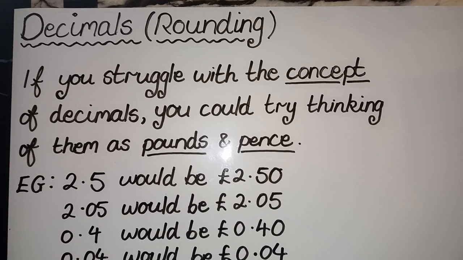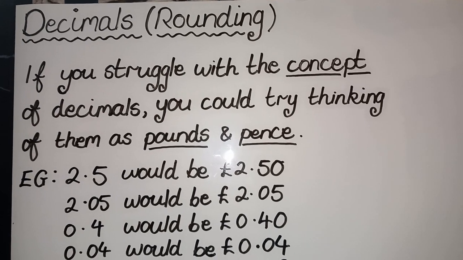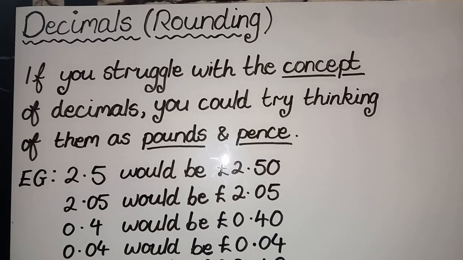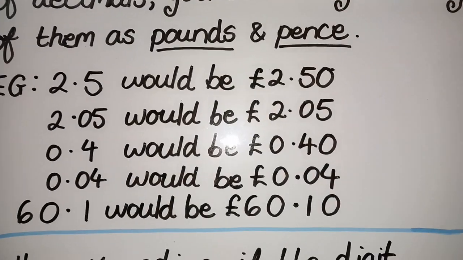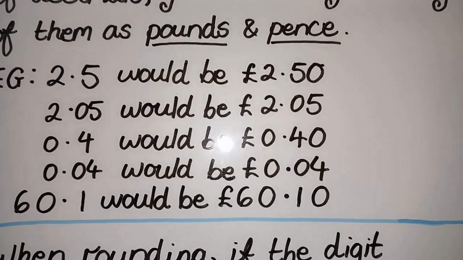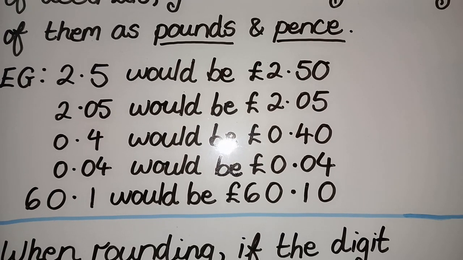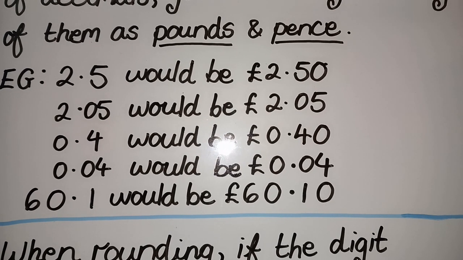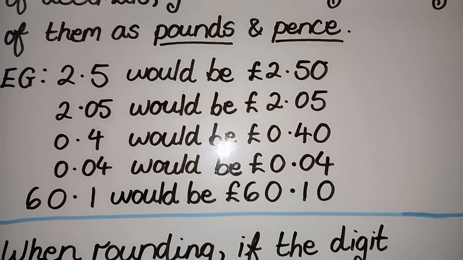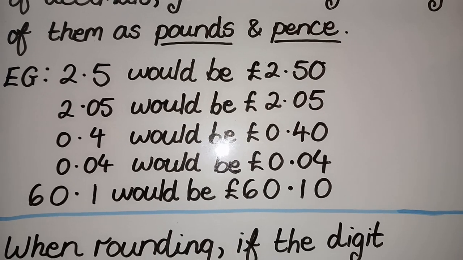Decimals, rounding. If you struggle with the concept of decimals, you could try thinking of them as pounds and pence. For example, you could think of 2.5 as £2 and 50 pence. You could think of 2.05 as £2 and 5 pence, 0.4 as 40 pence, 0.04 as 4 pence, and 60.1 as £60 and 10 pence.